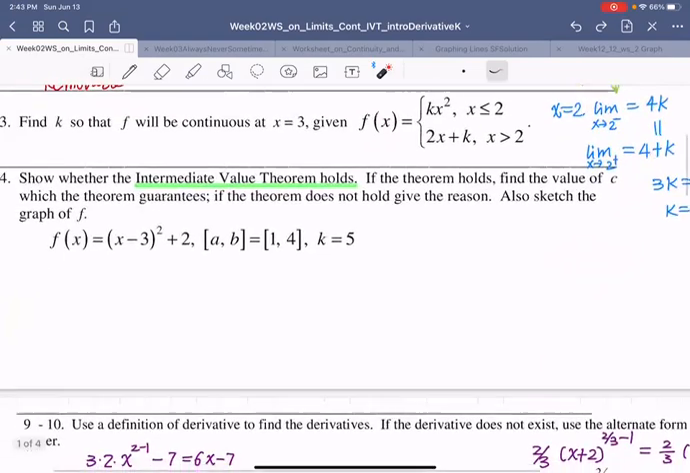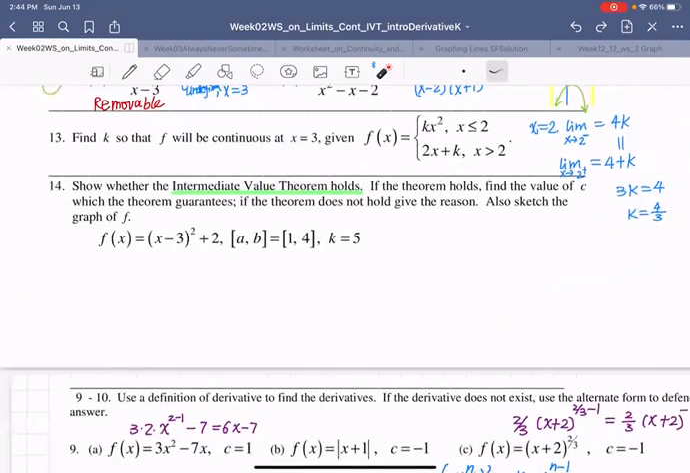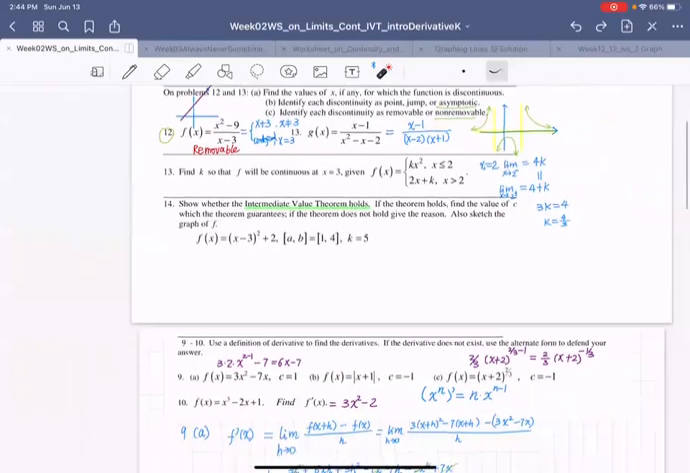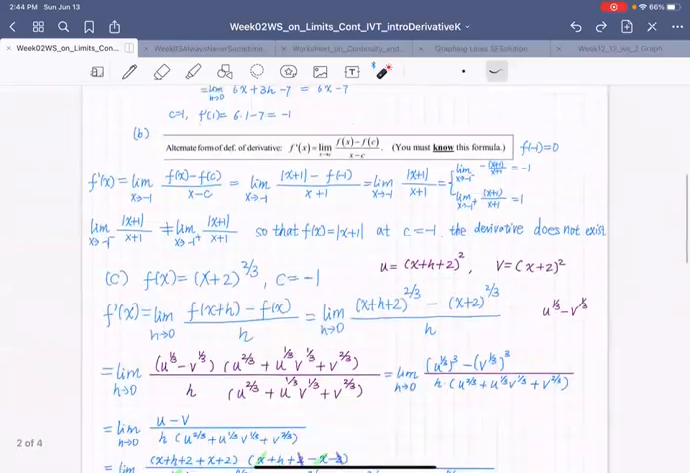Well, the last topic we learn today is called IVT, okay? In calculus, there are hundreds of theorems we need to learn. One of them is called the intermediate value theorem, okay? We call it IVT. Let's see examples.